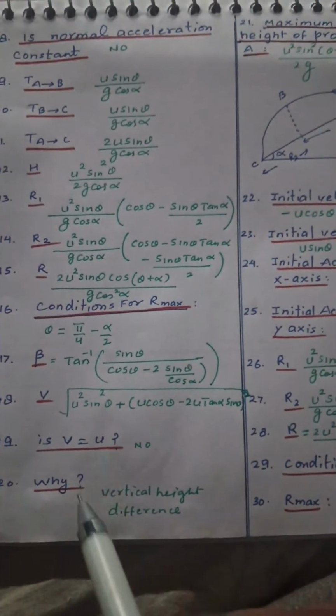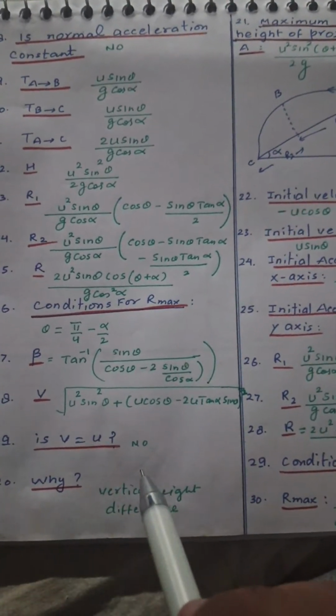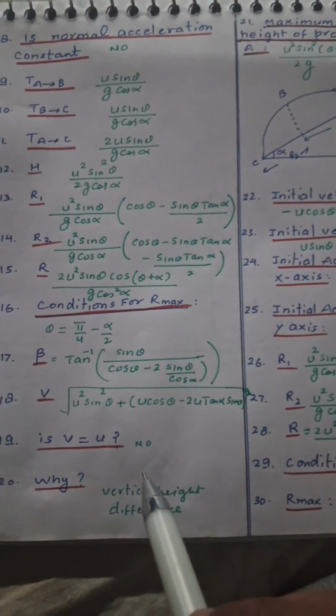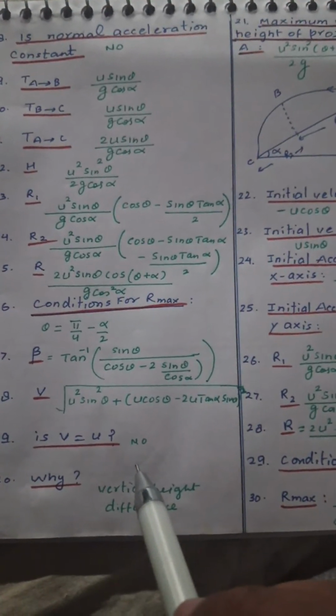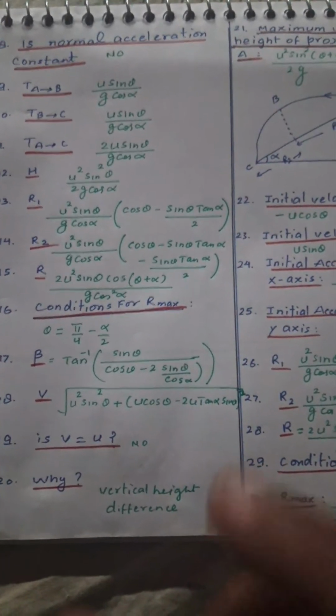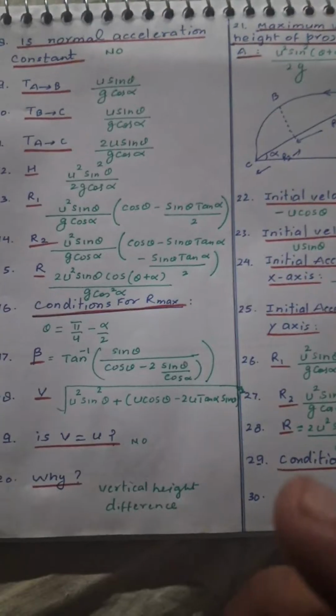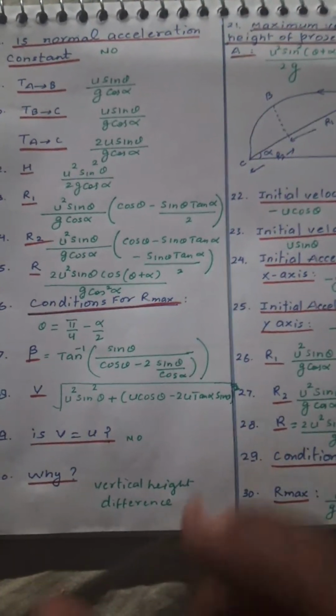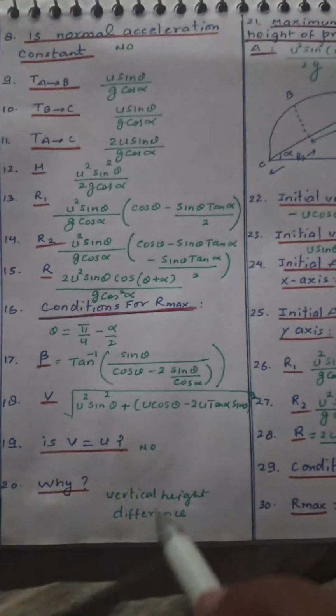Why is v not equal to u? Because there is a vertical height difference. So that's why initial and final speed will be different, and the difference will be accounted for by the difference of kinetic energy, which will be used to provide for gravitational potential energy to the projectile. So this is different from the case of simple projectile.